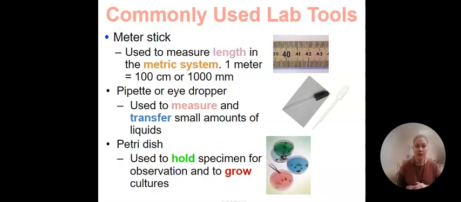We will also have meter sticks, which help us to measure length. We will use pipettes or eyedroppers to help us measure and transfer very small amounts of liquids. And then mostly for the biology class, but in physical science, you may see some Petri dishes, which we may use to hold specimens because maybe we're doing some type of observation, or maybe we're using the Petri dish to help us get an accurate measurement on our digital scale. So the substance, we put it in a Petri dish to just keep it in place.